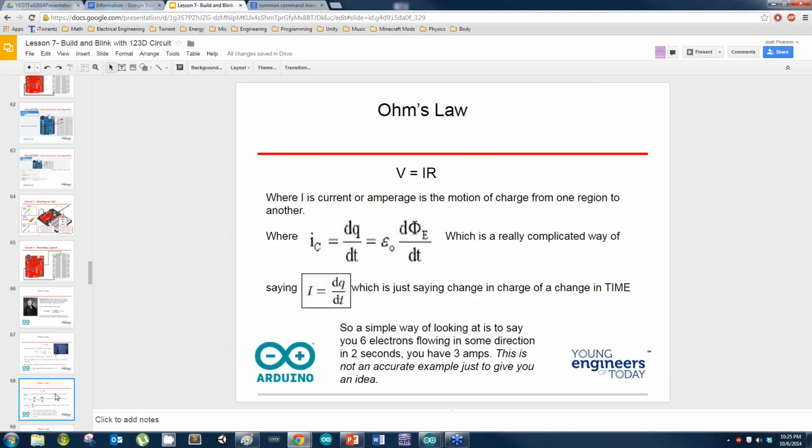One simple way of looking at it is if you have, say, a random 6 electrons flowing in some direction in 2 seconds, you could say that you have 3 amps. Now that is not a very accurate example, I just threw some numbers in there to get the idea of dq over dt in your head.